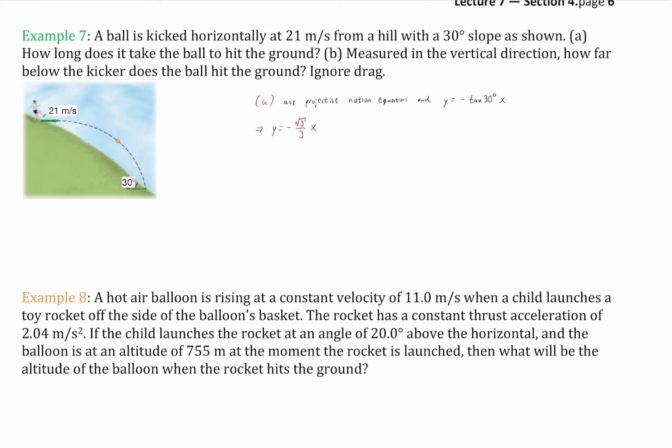Well, turns out the tangent 30 degrees, after all, is just a number. It's root 3 over 3, all right? So that means that y equals negative root 3 over 3 times x, okay? That is our line that is the ground, okay? Okay, so then we're going to set up our position function for x, okay? We know v naught x, and we don't really know x exactly, but we do know t, okay?